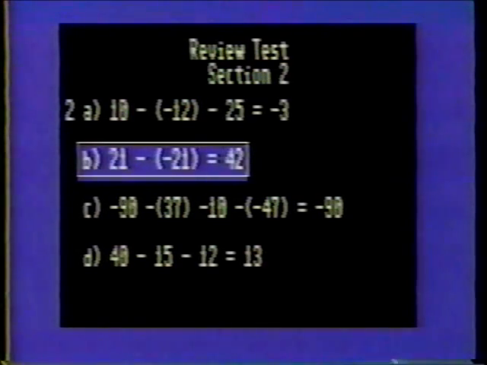Problem 2B. Remember that a minus sign preceding another minus sign makes it positive. 21 minus negative 21 is positive 42.